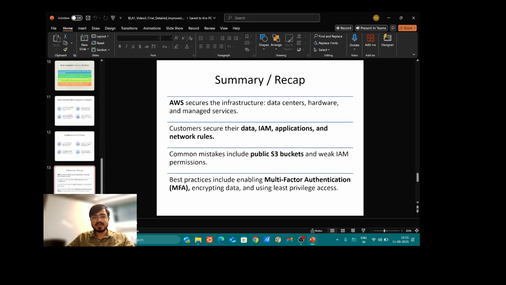Let's see the summary and recap. Let's recap what we learned. AWS secures the infrastructure like data centers, hardware, and managed services. We also learned customers secure their data, IAM, network settings, and applications. Common mistakes include public S3 buckets and weak IAM permissions. Best practices include MFA, multi-factor authentication, least privilege, encryption, and monitoring. This is how we keep the cloud safe.